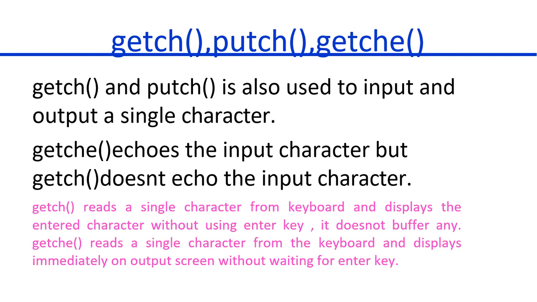Next are getch and putch. The getch and putch are also used to input and output a single character. getche echoes the input character, but getch doesn't echo the input character. So that's the difference between getche and getch. getch returns a single character from the keyboard and displays an entered character without using the enter key. It is not buffered, but getche reads a single character from the keyboard and displays it immediately onto the output screen without waiting for any key from the user.